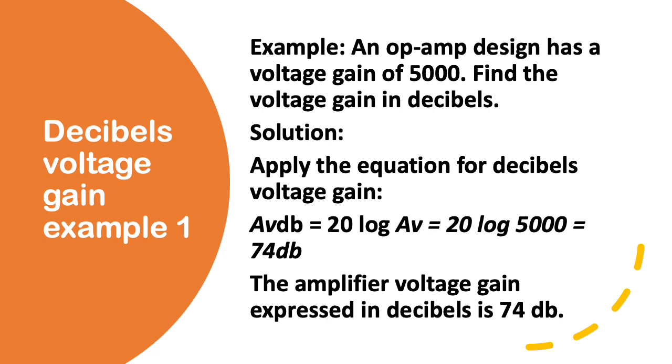As an example, an op-amp design has a voltage gain of 5,000. Find the voltage gain in decibels. The solution: apply the equation for the decibel voltage gain. AV dB is equal to 20 times log of AV. 20 times log of 5,000 is equal to 74 decibels. The amplifier voltage gain expressed in decibels is 74 dB.